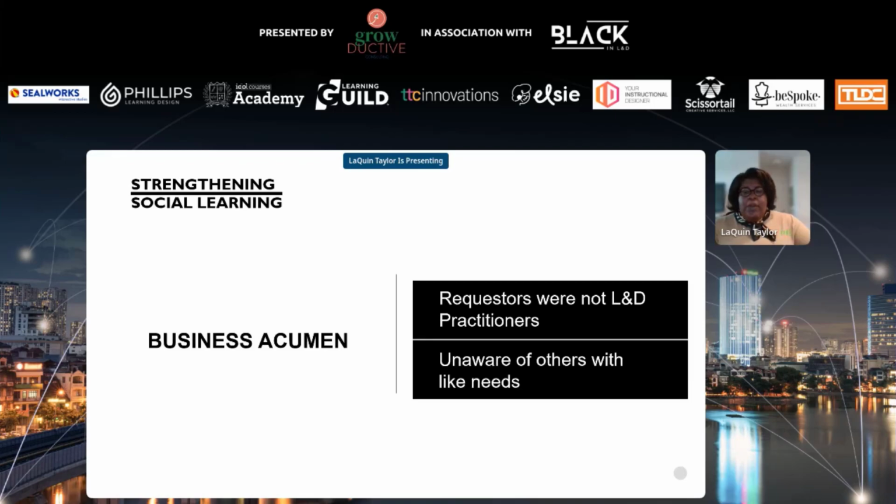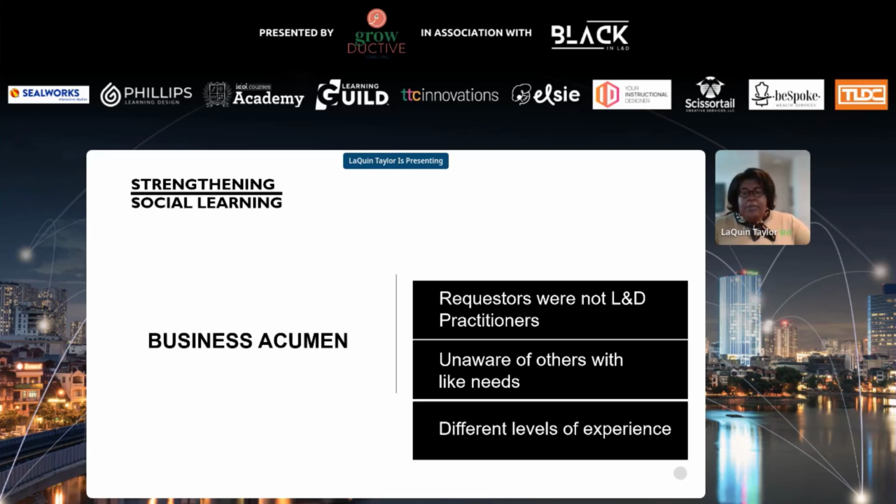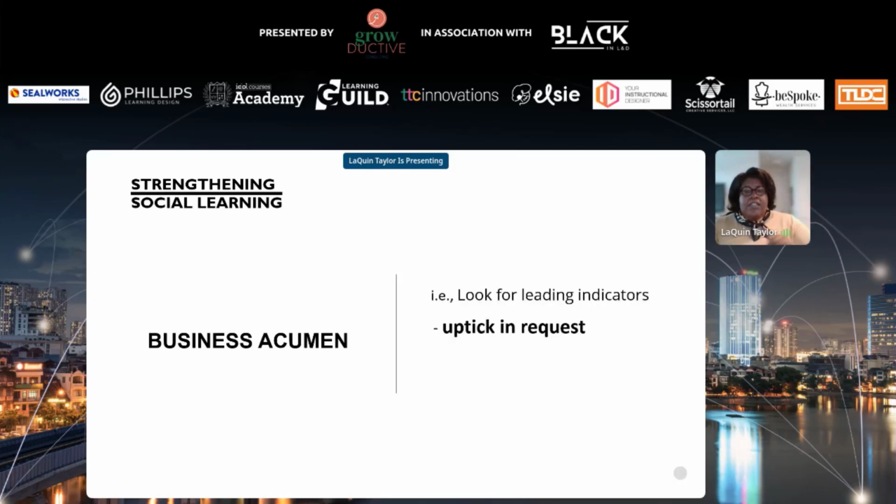Many weren't aware that they were sharing a common concern or passion with others in the organization. And the requesters had different levels of experience with the tool and had lots of questions. Another leading indicator was that many of these individuals were requesting access to the tool because business needs had changed, and they needed to be able to develop training in a different way than before. So while a COP may not always be the answer, utilize your business acumen and pay close attention for indicators of when it is the appropriate solution.